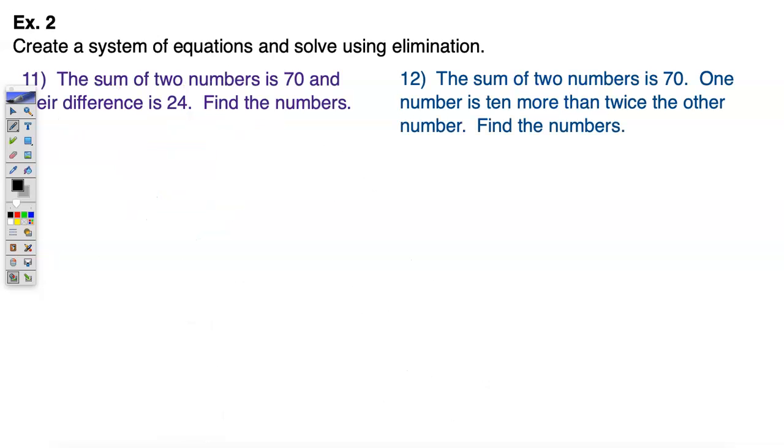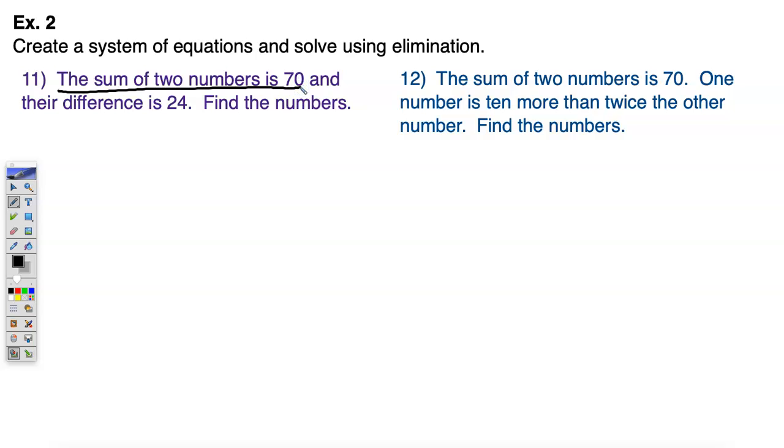So we're going to move on to our story problems. Our first story problem says the sum of two numbers is 70. Since we've been using x and y, we're going to call our two numbers x and y. "Is" usually means equals, so x plus y is equal to 70. And then it says the difference of those two numbers. Sum means to add, difference means to subtract. So the difference between those two numbers equals 24.